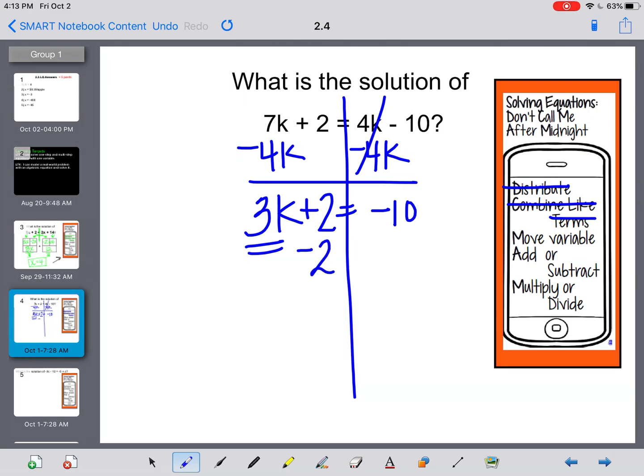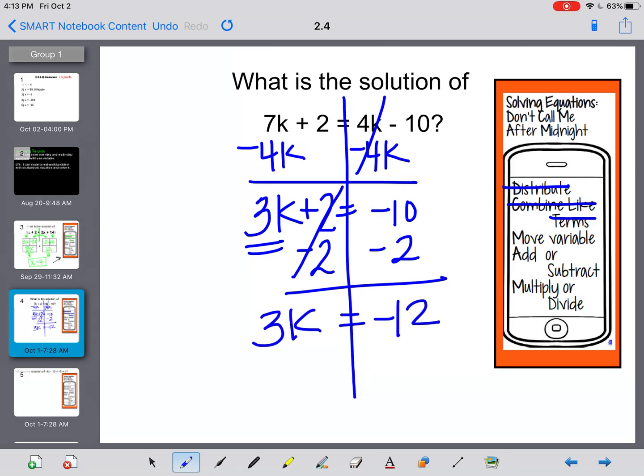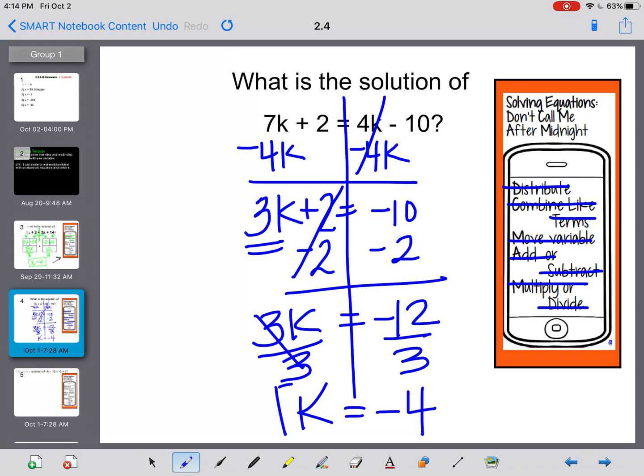All right, next thing I want to do now that I have all my k's on the left is I'm going to move these constants, the 2, over to the right. They cancel here, leaving me with 3k equals negative 12. That was my move the variable and my add or subtract. Now I'm going to multiply or divide, which in this case means divide by 3. And negative 12 divided by 3 leaves me with negative 4.